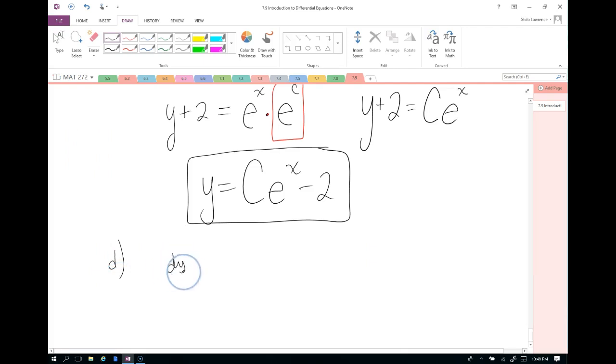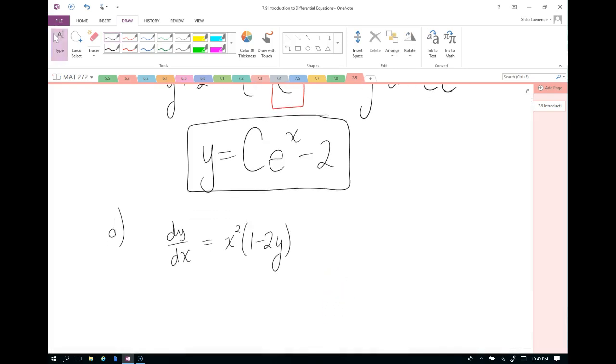dy dx equals, I'm going to say, x squared times 1 minus 2y. So it's already in the format that we know a separable equation needs to be in to recognize it as separable. And we're ready to separate the x's and the y's. So we've got to move over 1 minus 2y. We do that by dividing.